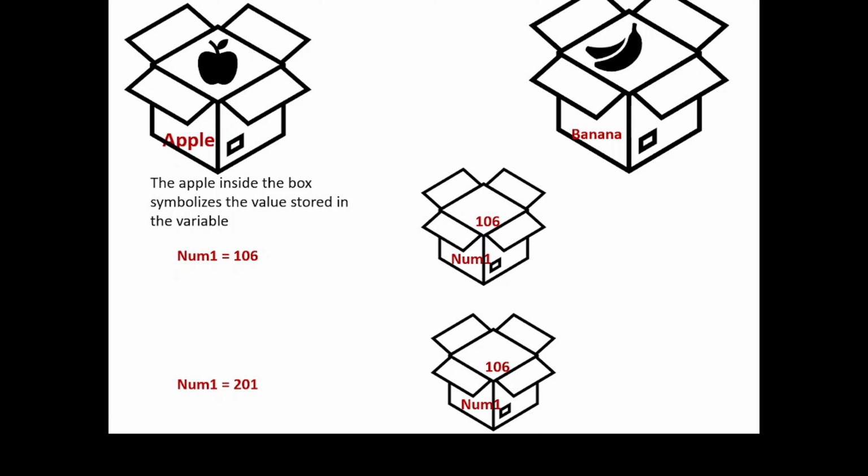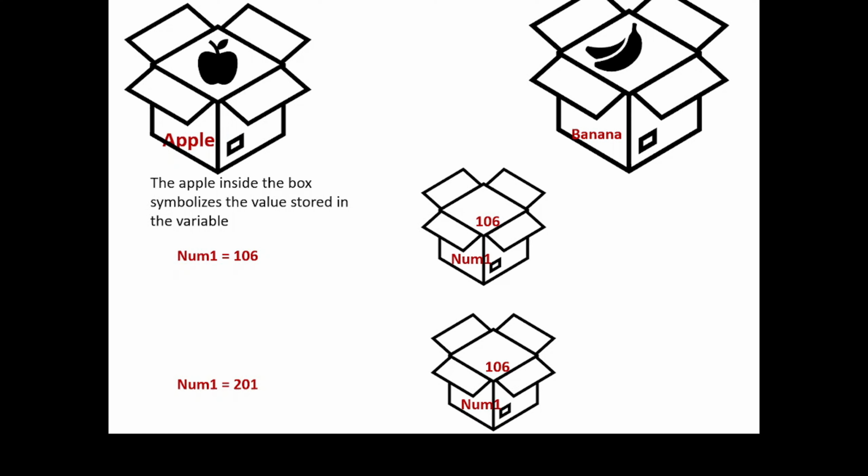And here in the next line you can see num1 is a variable, and we assign the value 106. So you see the value is stored in the box. When we want to retrieve that value 106, we use num1. Like if you write print num1, it will print the value of the variable num1, that is 106.